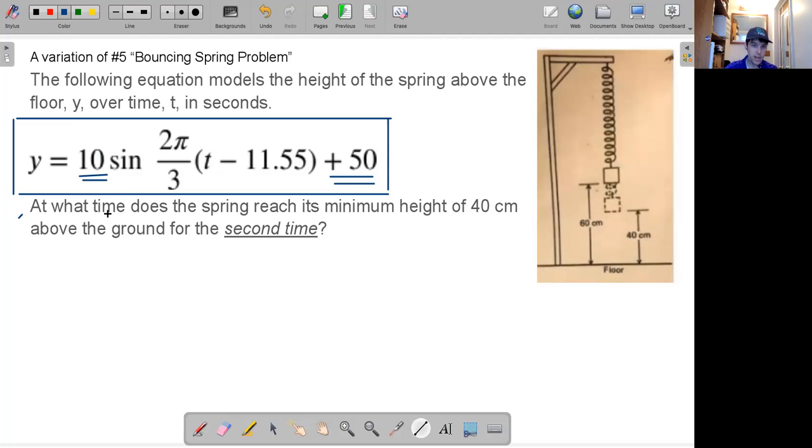Here's the question we're trying to answer. We're trying to use this equation to help us answer this question right here. At what time does the spring reach its minimum height of 40 centimeters for the 2nd time? I'm going to go ahead and solve this first. I'm going to use the algebraic method. The height is y, and the t is the time. So we're going to substitute 40 centimeters for y, and we're going to try the algebraic method here. We're going to see how this works for us, and then we will compare that answer to our graph.